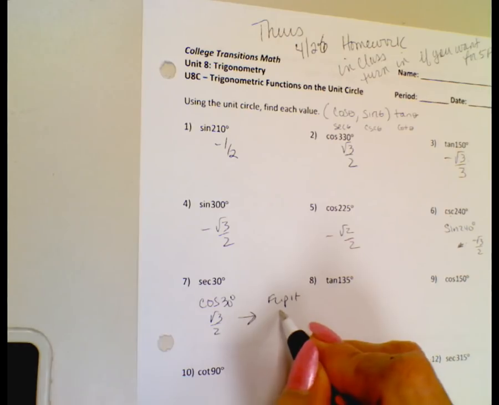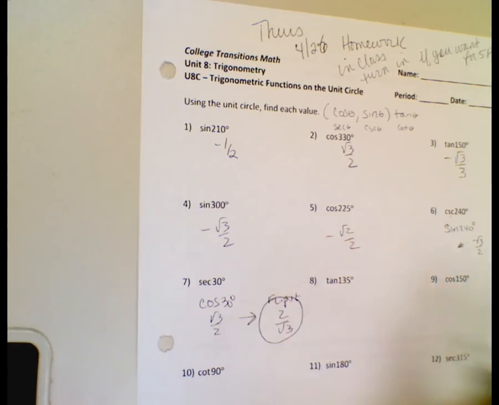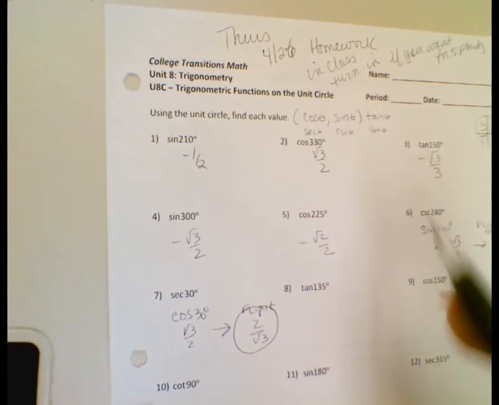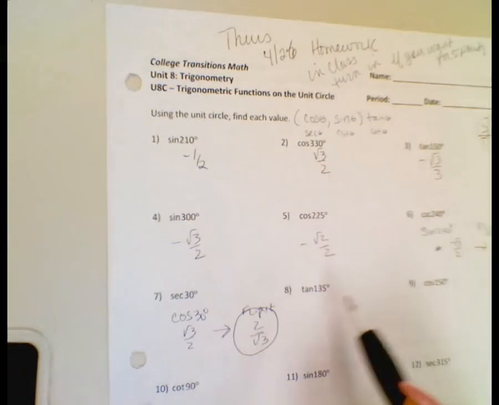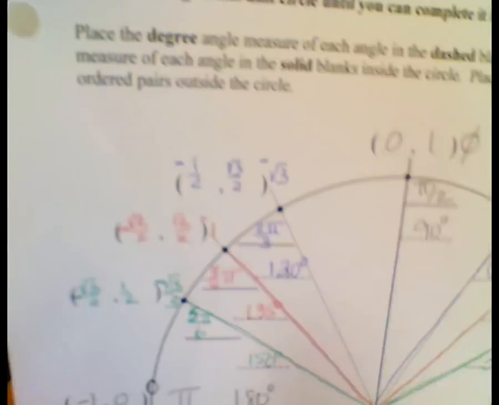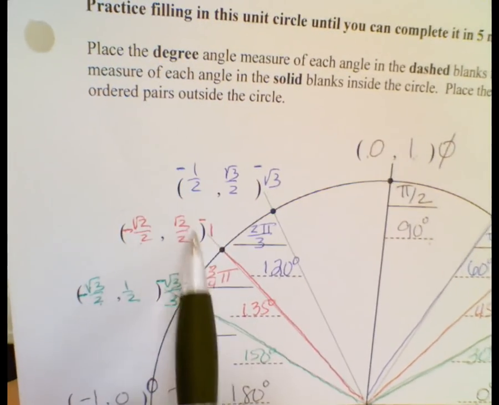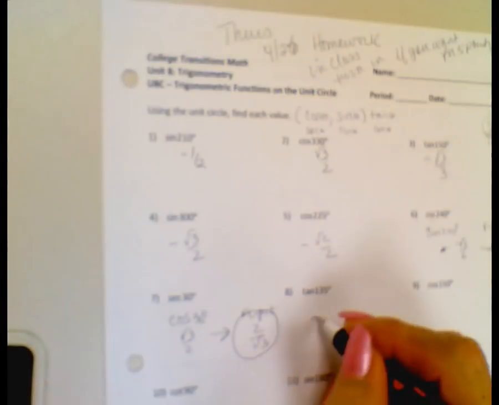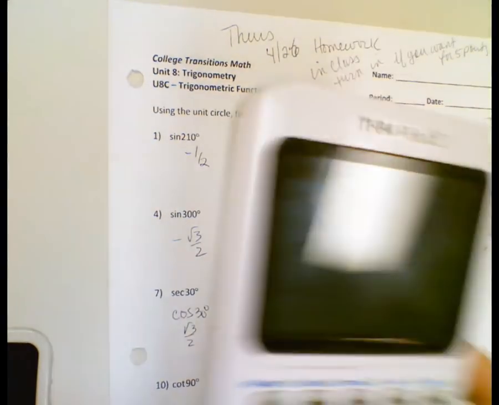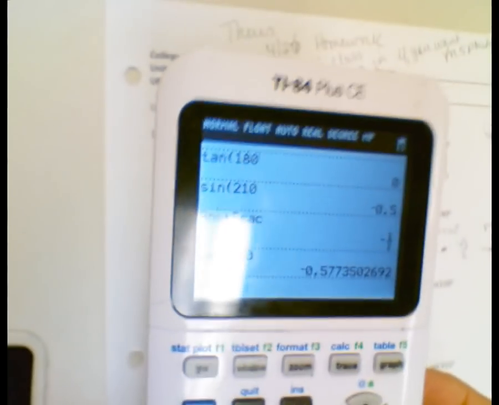Now flip it. 2 over radical 3 is the secant of 30. Tan of 135. Remember, tangent's on the outside. Tangent of 135 is in red. It looks to me like it says -1 right there, which means your calculator can give you that answer. Anytime it's a nice answer like that, you can double check it.